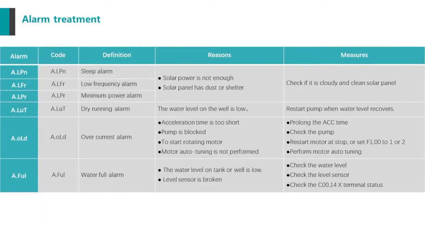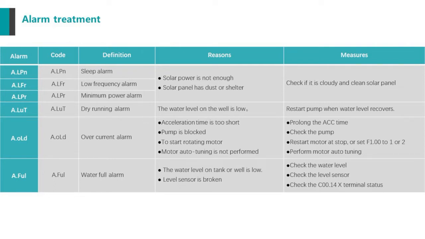These are the common alarms we could meet, like A.LPN: sleep alarm, low frequency alarm, minimum power alarm, dry run alarm, overload alarm, and waterfall alarm. The first three alarms, for sleep, low frequency, and minimum power, usually display when the sunlight is not good and the solar power is not enough, no matter whether it is cloudy or the solar panel is damaged.